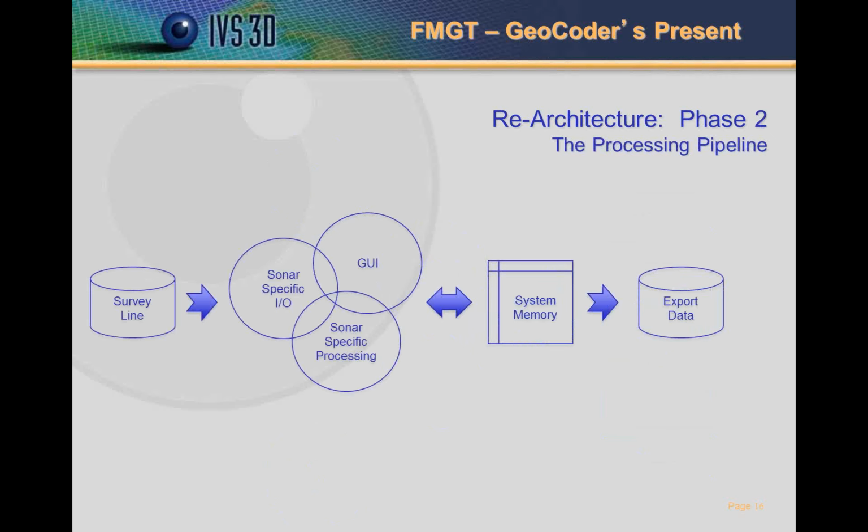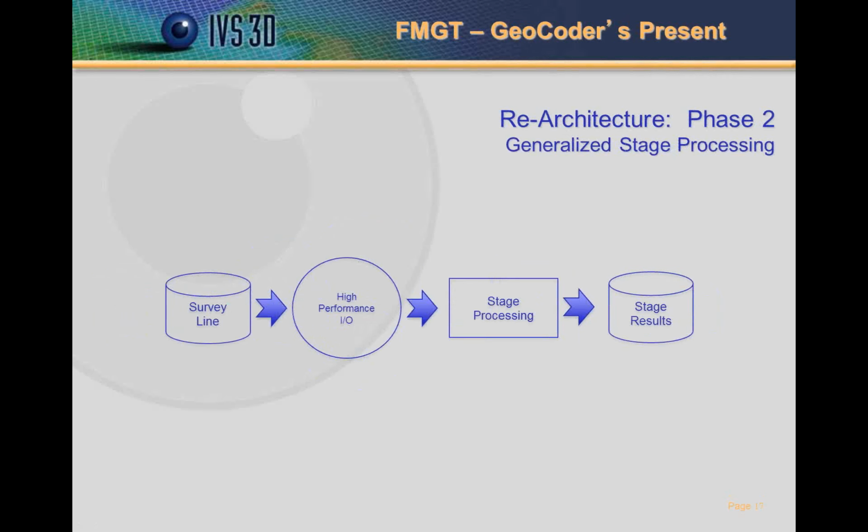Now the original processing pipeline for Geocoder was you had a survey line, a single survey line. It came into basically the processing hub, and the results of that processing resided in system memory, and they only got to disk when you did an export function. So if you ever had a problem when something was happening, you basically had to start all over again.